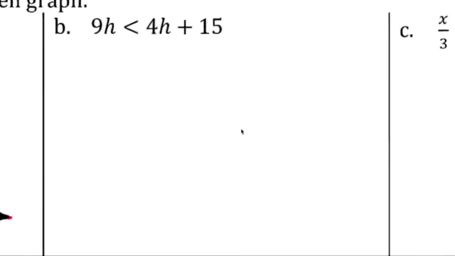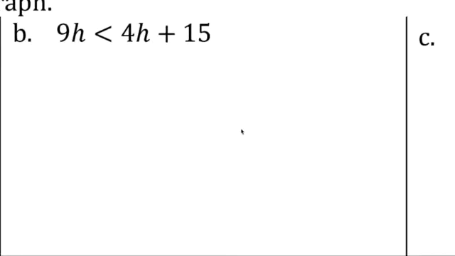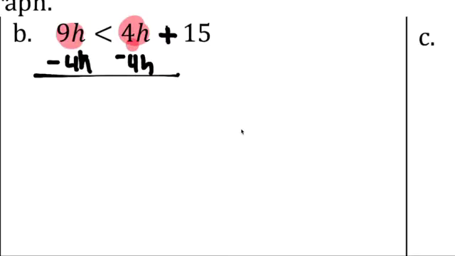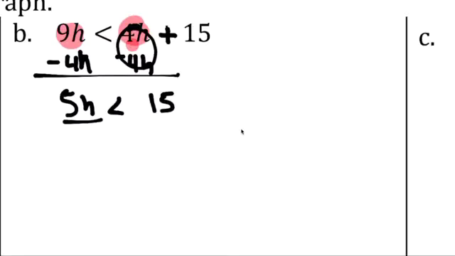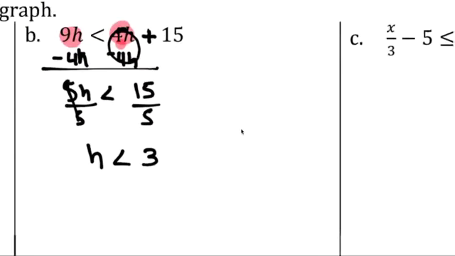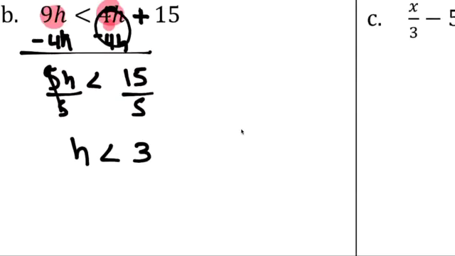Okay. This one here, there's the plus sign. Make 0 on one of these. That's like that one, so we subtract 4h from both sides. That's 0. That's 5h smaller than 15. Divide by 5, divide by 5. H is a number smaller than 3, right? This is less than, so this means smaller.